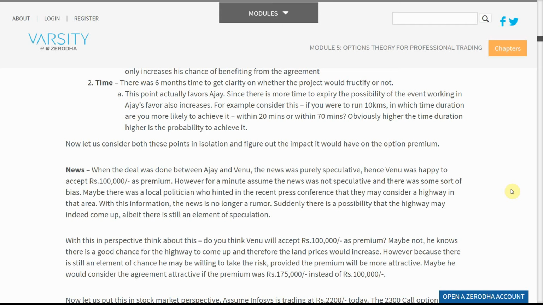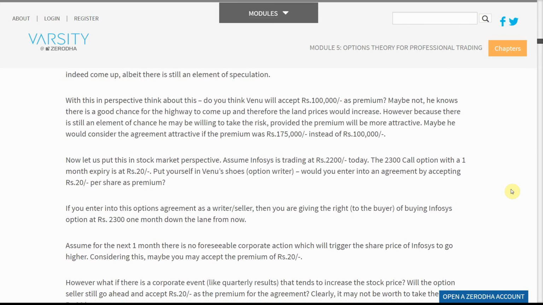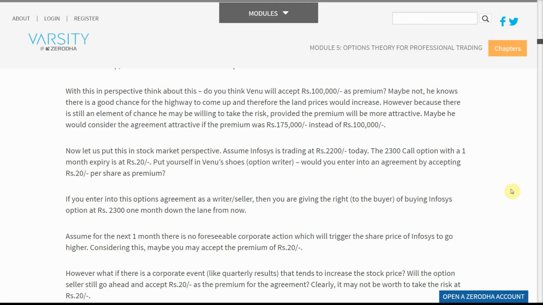With this in perspective, think about this. Do you think Venue will accept 100,000 rupees as premium? Maybe not. He knows there is a good chance for the highway to come up and therefore the land prices would increase. However, because there is still an element of chance, he may be willing to take the risk, provided the premium is more attractive. Maybe he would consider the agreement attractive if the premium was 175,000 rupees instead of 100,000 rupees. Now let us put this in stock market perspective.